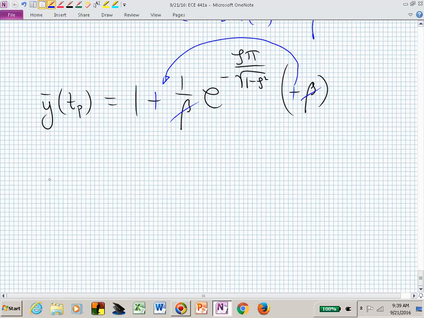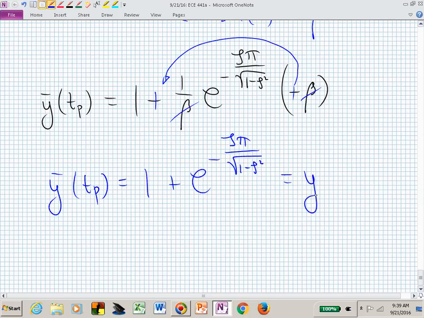We now have y bar of time to peak. We've now simplified to 1 plus e to the minus zeta pi over square root of 1 minus zeta squared. And I'm going to call that y bar of p. That's what we found. We've now found an expression. Maybe it doesn't look that much cleaner, but it's a lot cleaner than having a sine with 2 arguments, etc., and an exponent.